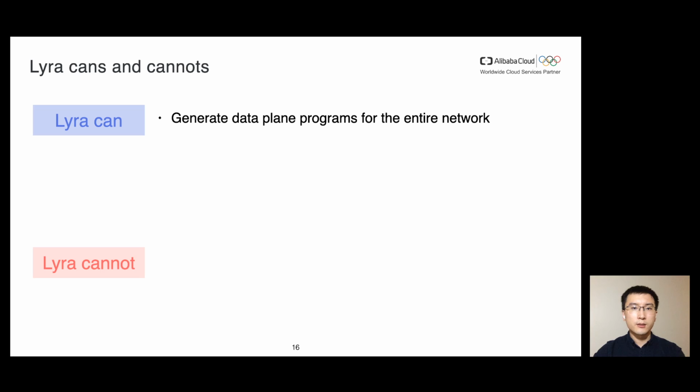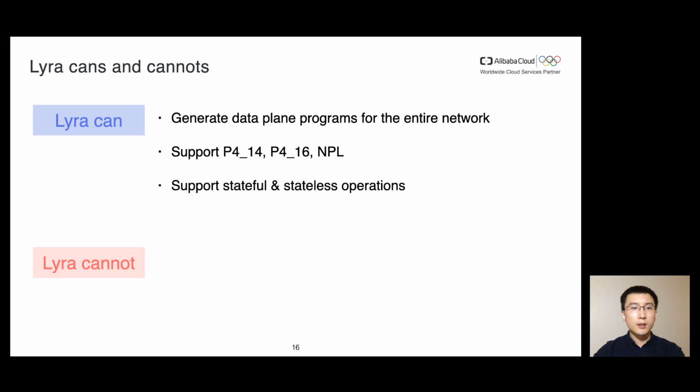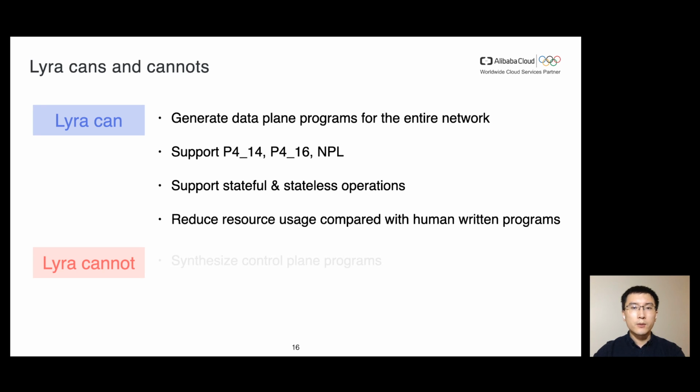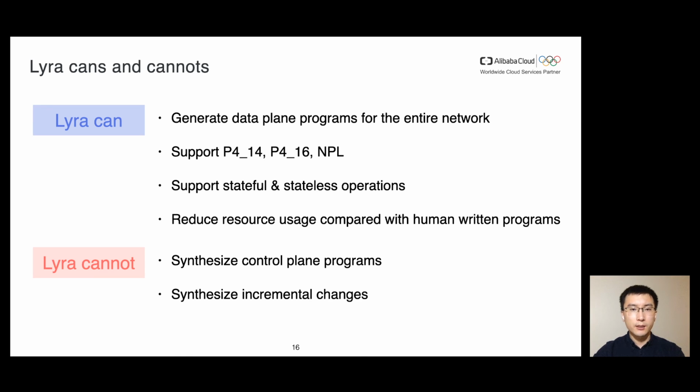Here is a summary of the cans and cannots of Lyra. Lyra can generate the data plane program for the entire network. It supports P4.14, P4.16, and NPL data plane languages. And it supports both stateful and stateless operations. It can also reduce the resource usage compared with human-written programs. But Lyra is not responsible for generating the control plane programs or configurations. At last, currently Lyra generates data plane programs from the beginning and does not synthesize incremental changes.